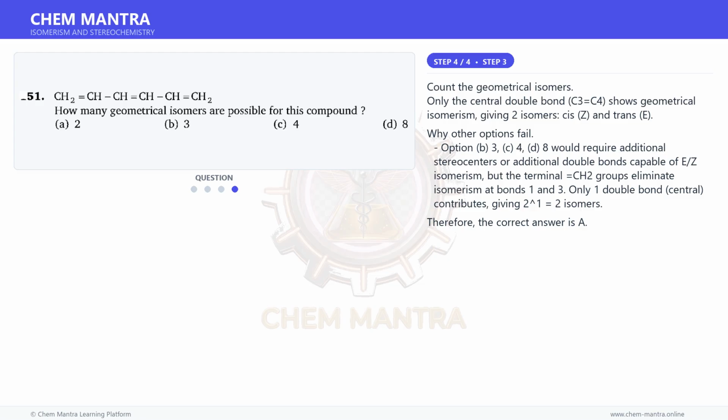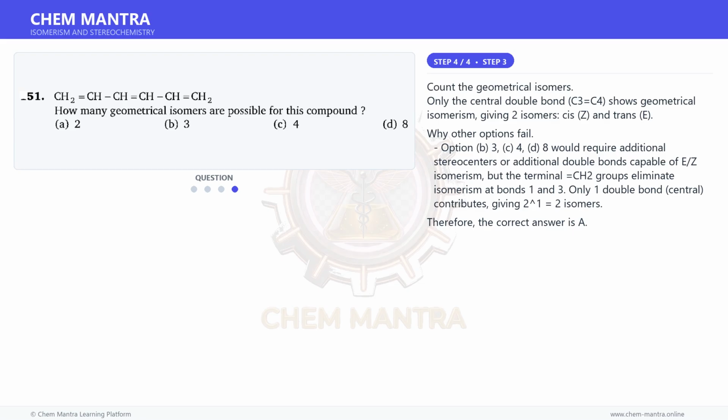And for the final step, count the geometrical isomers. Only the central double bond, C3=C4, shows geometrical isomerism, giving two isomers, cis, Z, and trans, E. Why other options fail?